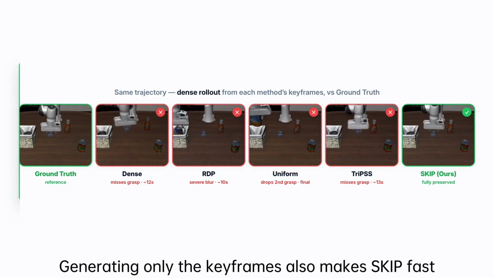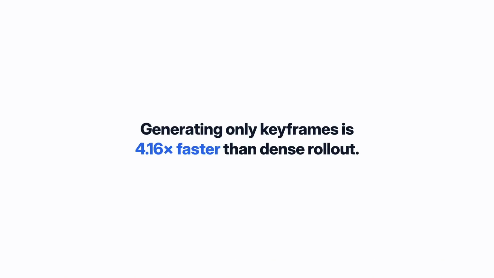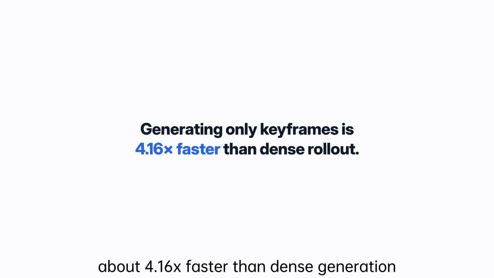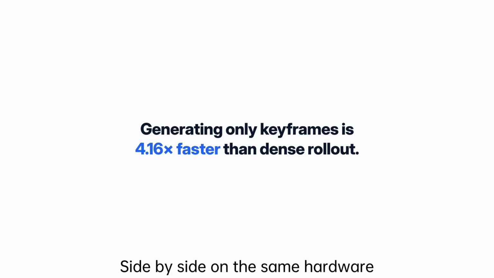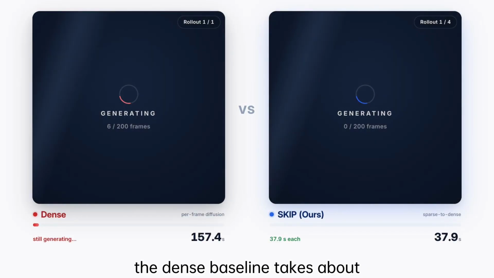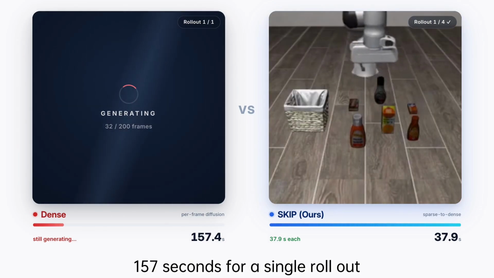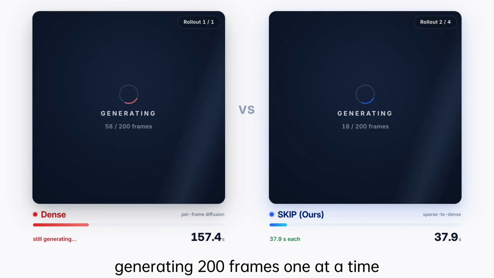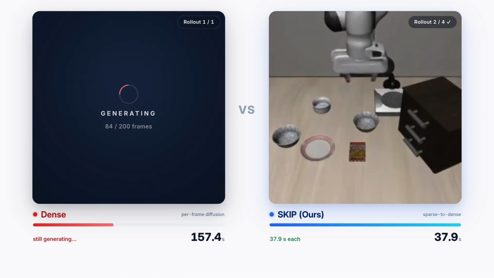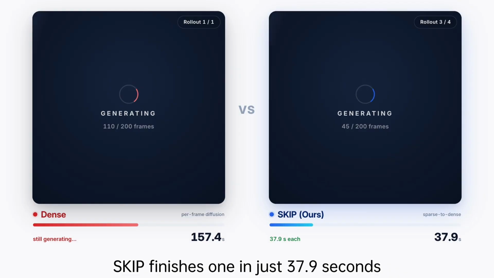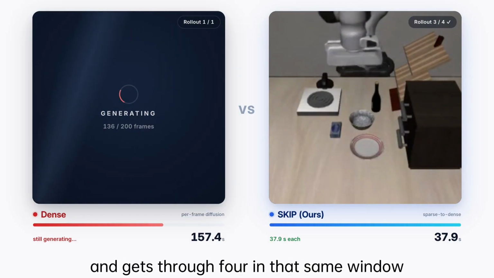Generating only the keyframes also makes SKIP fast, about 4.16 times faster than dense generation. Side by side on the same hardware, the dense baseline takes about 157 seconds for a single rollout, generating 200 frames one at a time. SKIP finishes one in just 37.9 seconds and gets through 4 in that same window.